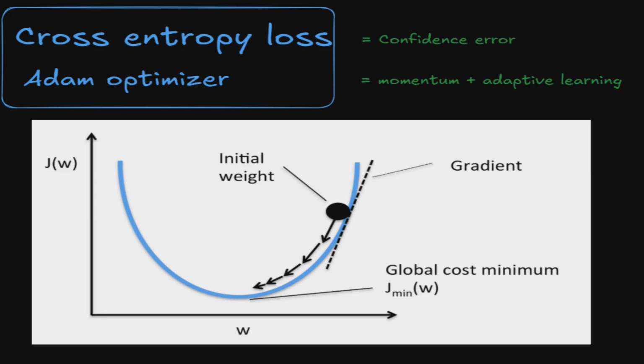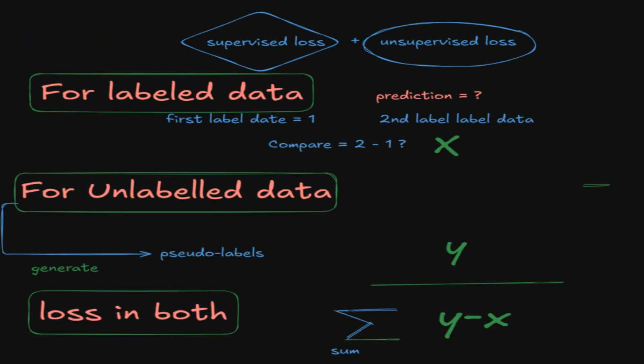And fifth is the semi-supervised training loop. Here is what I think is really interesting. In SSL, we combine supervised loss from labeled data with unsupervised loss from unlabeled data. For labeled data, we're gonna calculate predictions and compare them with the actual labels. This is standard supervised learning, right?